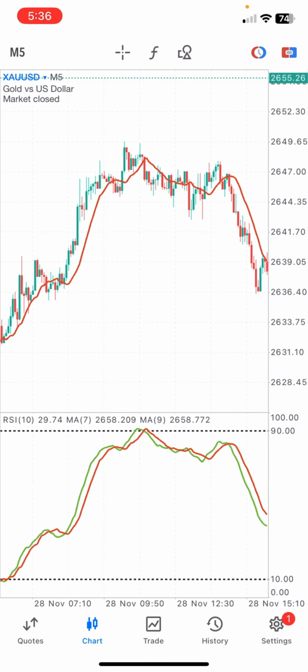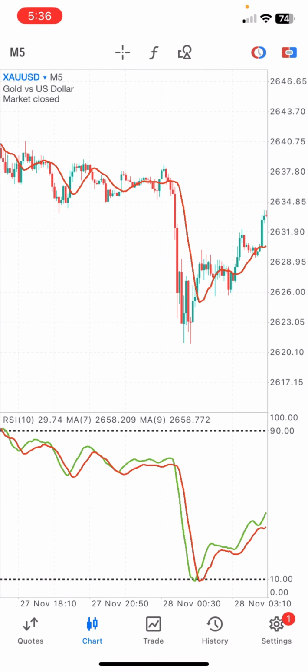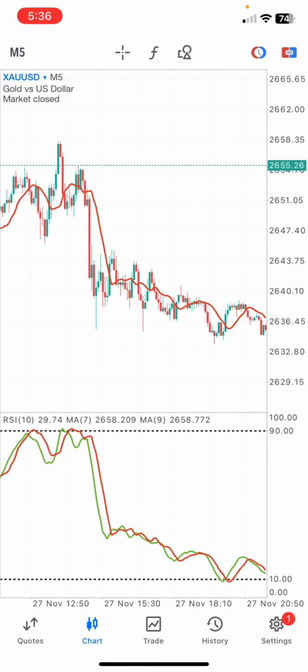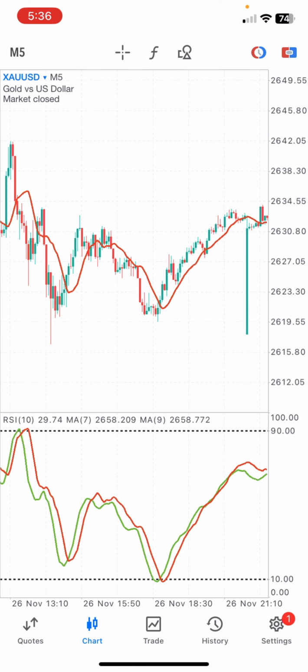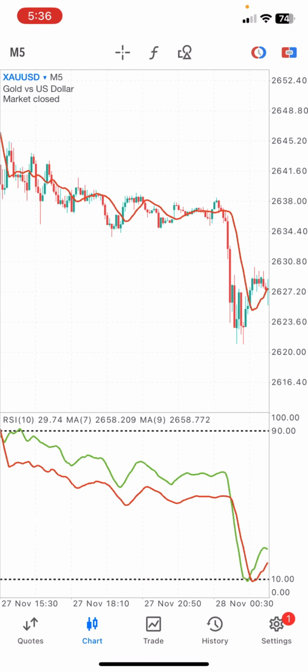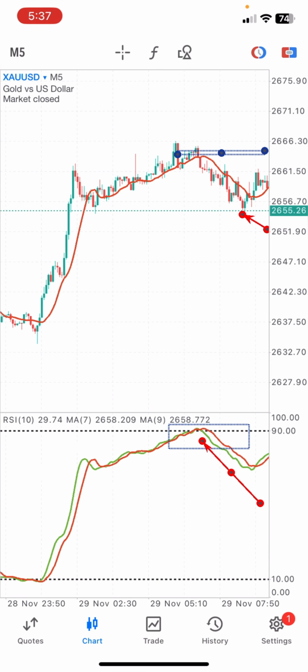This is a really accurate strategy which I do use to trade the Forex market, especially XAUUSD. With this strategy, you can take as many trades as you want, depending on how long you stay in the chart. If you stay in the chart long enough, it's very sure that you are going to make money.